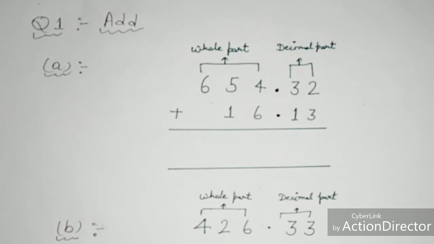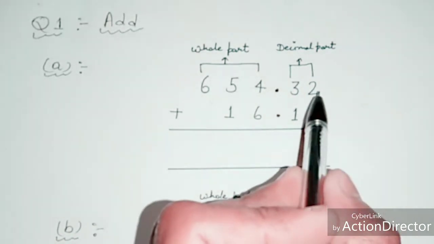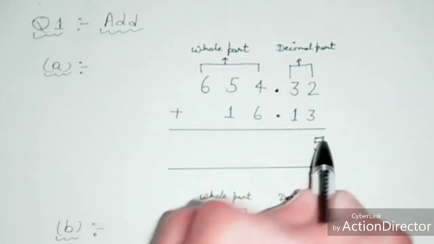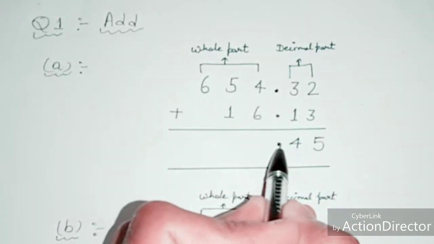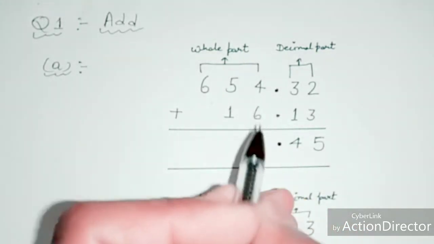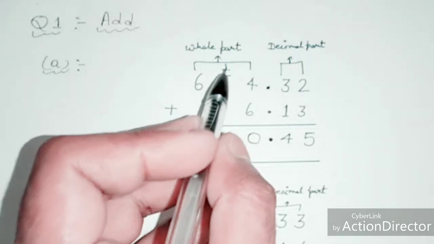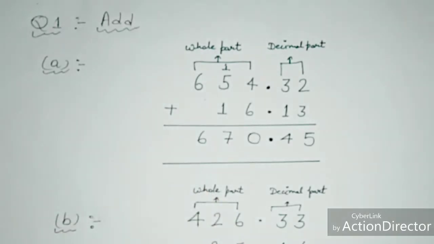Now in the previous worksheet, we learned about whole part, decimal and decimal part. So now we add here decimal numbers. We start from decimal part. First we add 2 plus 3. It gives 5. Then 3 plus 1 gives 4. Then we put decimal point here. And 6 plus 4, 10. 0, 1 carry. 5 plus 1, 6.